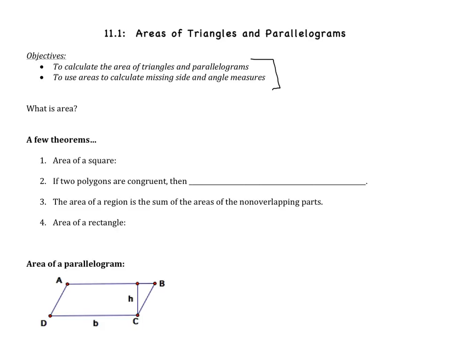I'm going to give us a definition that we probably were given in elementary school. Area is the amount of space inside the figure. The amount of space, or the amount of stuff inside the figure. So the bigger the area, the bigger the figure is, in general.